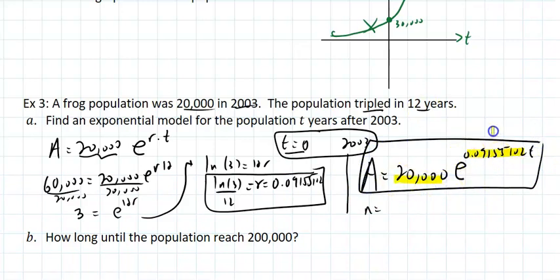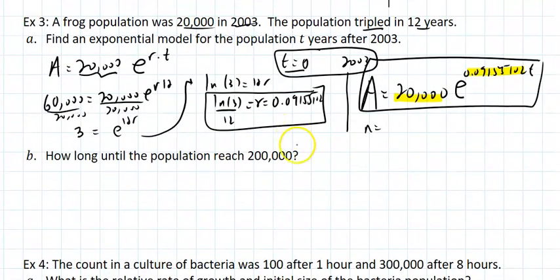What I need to find, I already listed. The question is, how long does it take for the population to reach 200,000? How long you're looking for time until A is 200,000? Well, there's the equation. Replace A by 200,000.